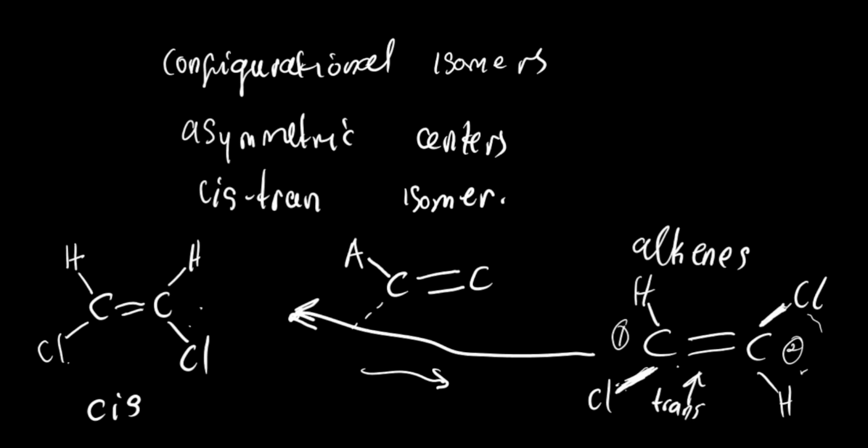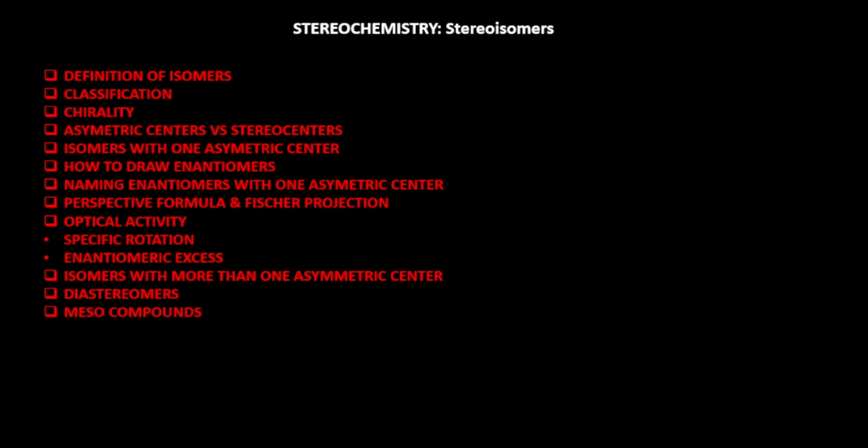Okay, we won't be considering these types of isomers, but just as an overview, this is what the cis-trans isomer is about. So let's go directly into our focus of the day, which is asymmetric centers, configurational isomers that arise as a result of asymmetric centers. But before we do that, let's take a look at our outline. Considering our outline, so far we have been able to define isomers. We have seen the classification of isomers. Now let's take a look at chirality, which is our next subtopic for this video.